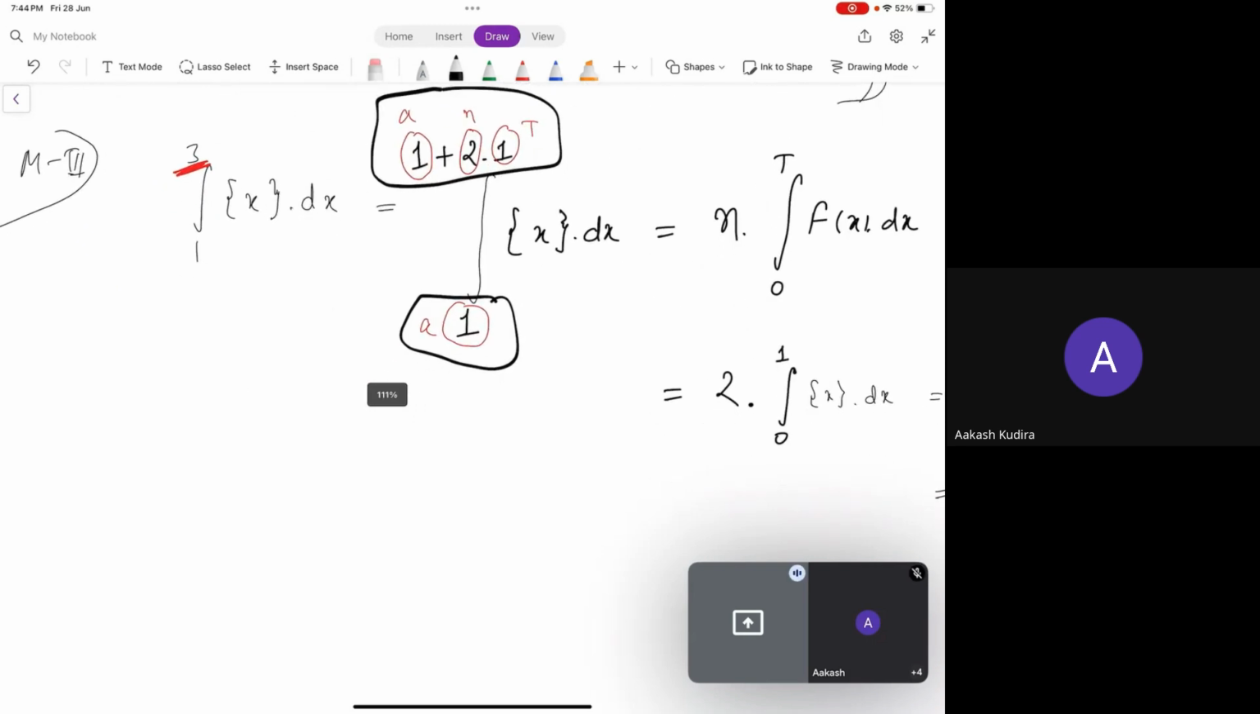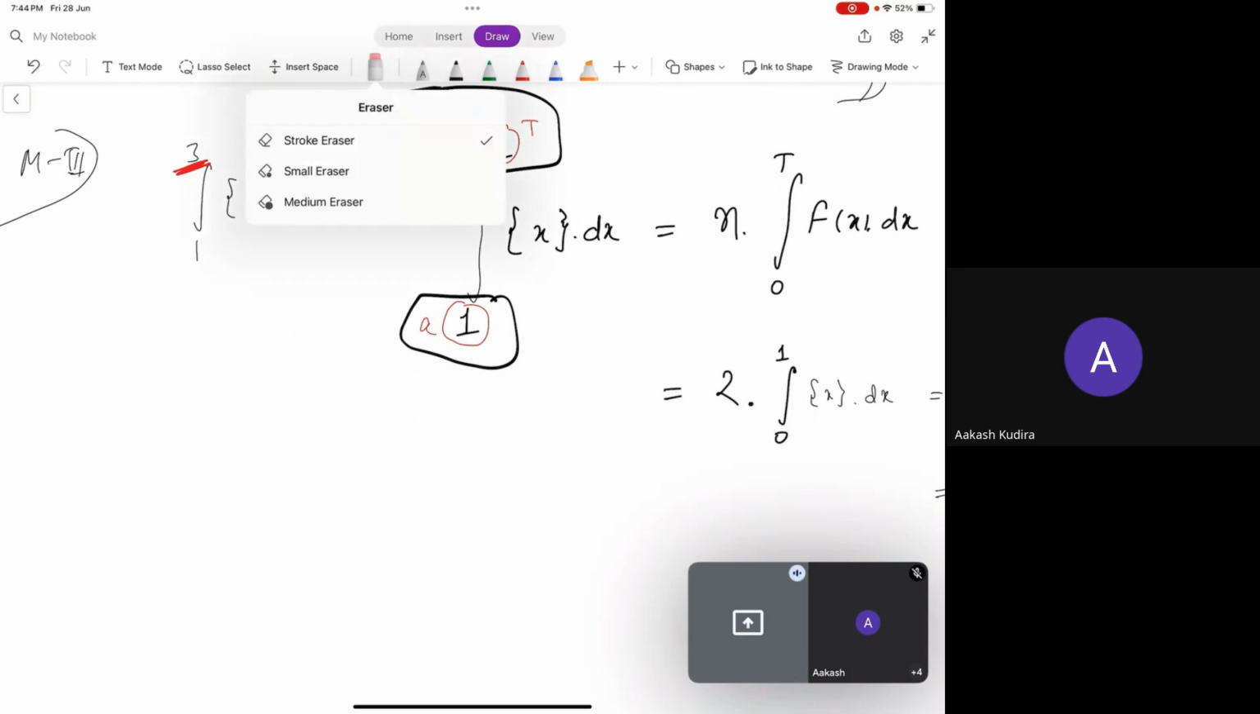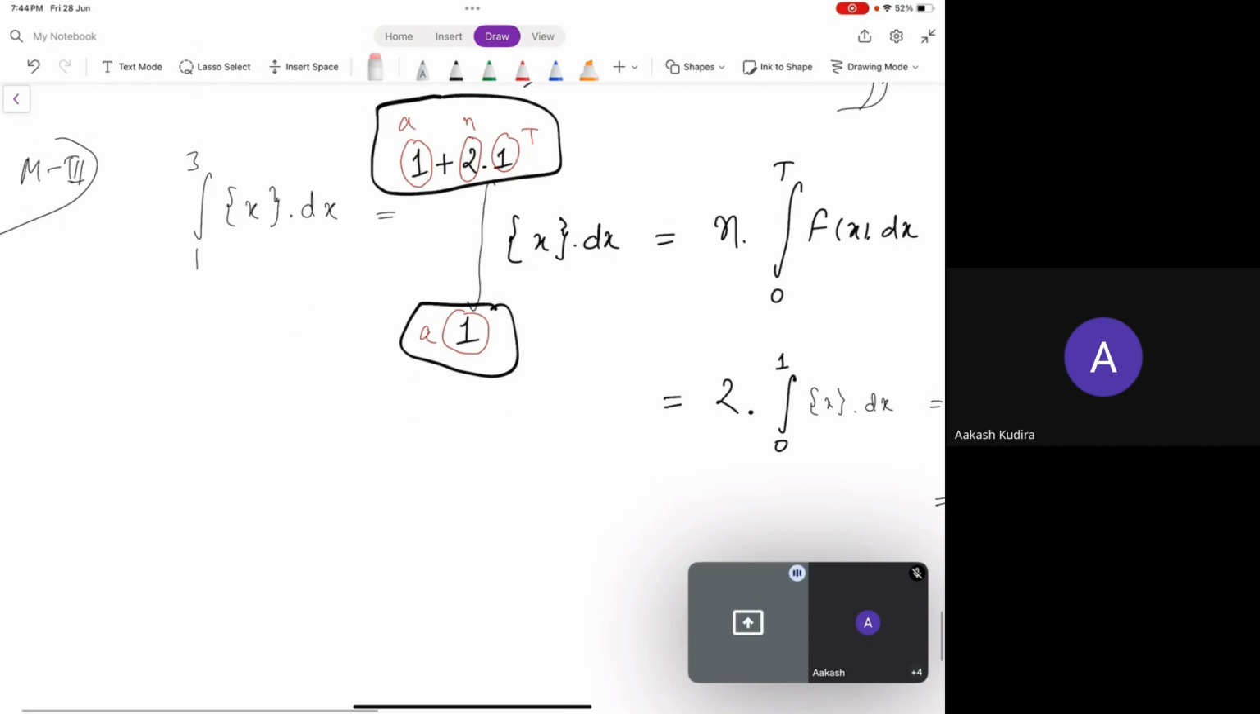Please note on this method fast. Limit is from 1 to 3. So this is, and one more thing, please write here a and n, t, so that you can judge, है ना? Because in revision time you can see what is a here, what is n, what is t here.